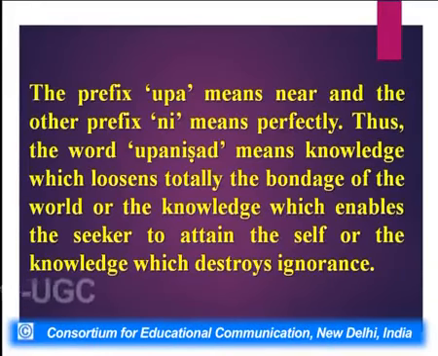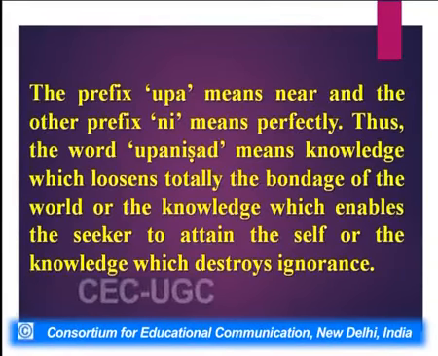Now, the word Upanishad is made up of three parts: the prefixes upa and ni, joined to the verbal root sad. The root sad is used in three different senses. The first sense is to loosen, the second is to attain, and third is to destroy. The prefix upa means near, and the other prefix ni means perfectly. Thus, the word Upanishad means knowledge which loosens totally the bondage of the world, or the knowledge which enables the seeker to attain the self, or the knowledge which destroys ignorance.